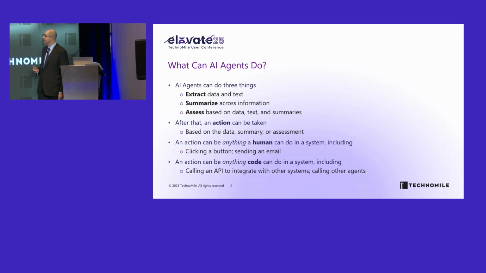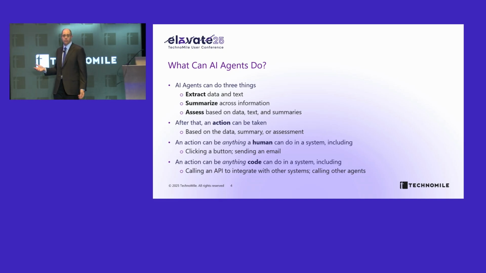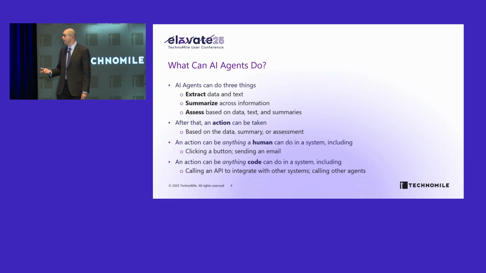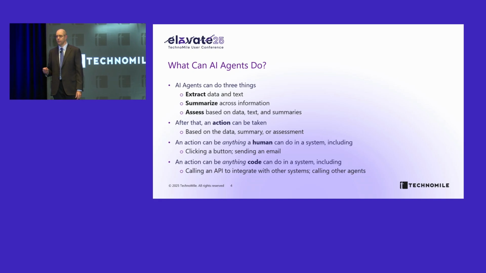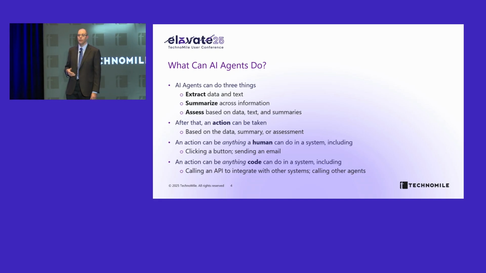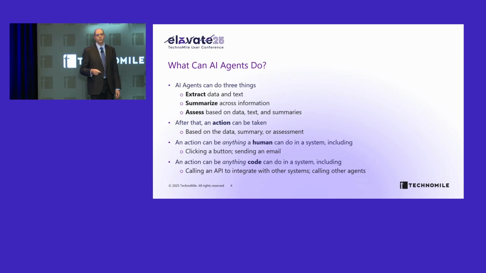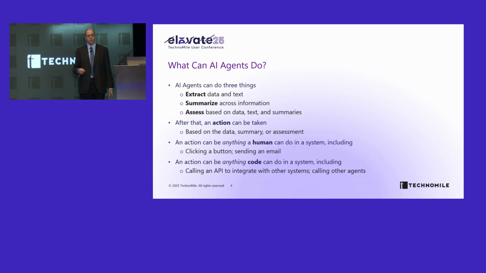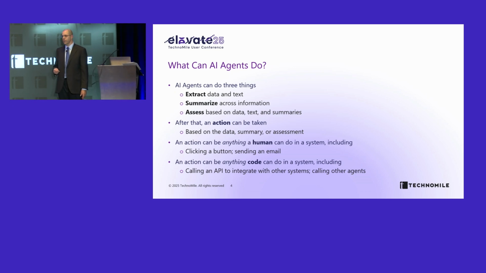So after that, it does all these things. The agent can take an action in the system. And the action could be anything a human person can do in the system, including clicking a button or sending an email or approving. An action could be anything code can do in the system, including call an API to integrate with other systems, and calling other agents.